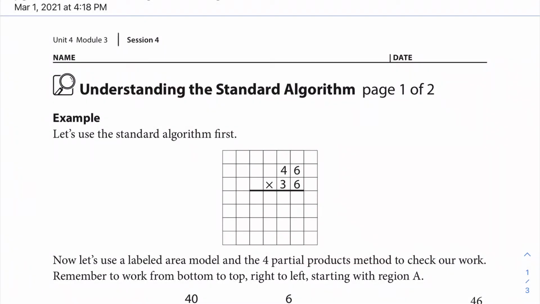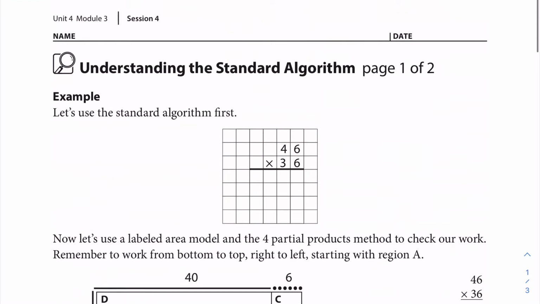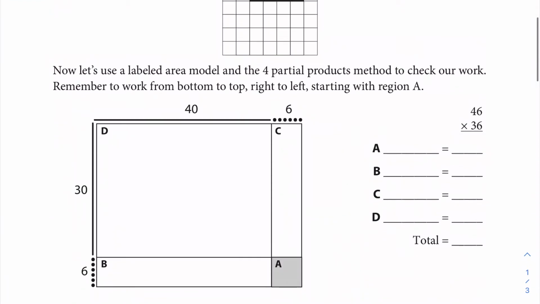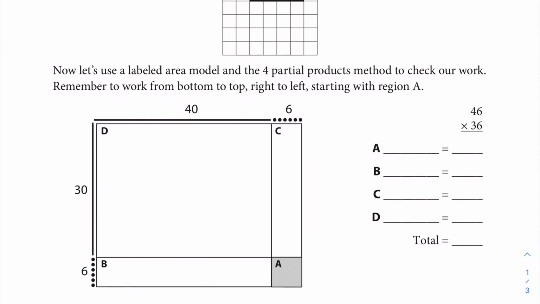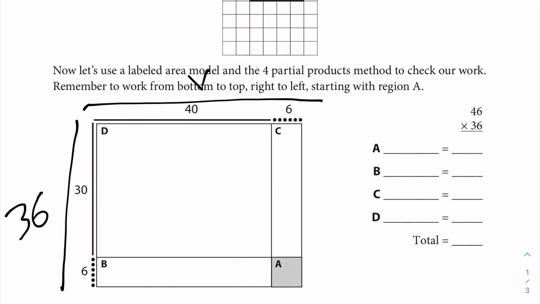Okay, the way this is going to look on your practice today is like this. See, we've got understanding the standard algorithm, and we've got this thing right here, and you'll notice it's what we would call a skeleton array. It just gives us the outside and the dimensions, but it doesn't actually show all the little squares inside. That's okay. We actually don't need those. We can see that it's 36 this direction, and we can see that it's 46 that direction.